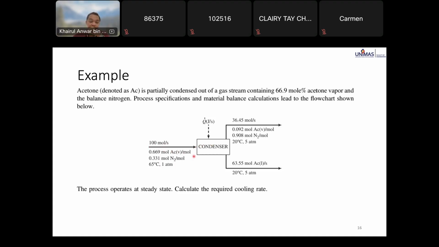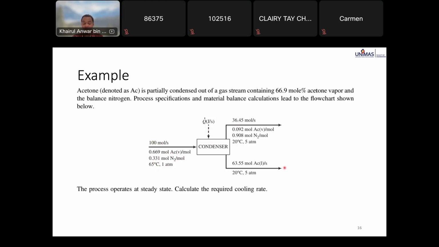So the acetone is in vapor form. So 0.669 mole over this 100 mole per second, 0.669 mole is acetone in vapor form per mole total. Then 0.331 of 100 mole is nitrogen. This is over total mole, this one. Then 65 degrees C, 1 atm.